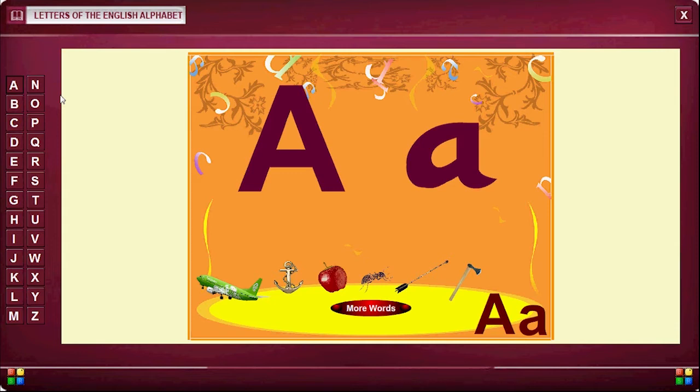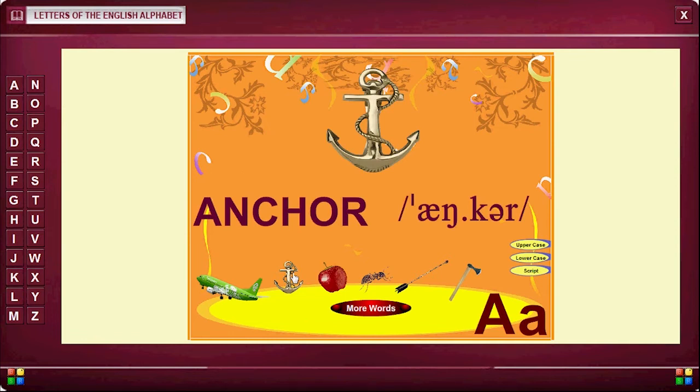Now let us see this word. This is an anchor. Anchor. Two syllables. Anchor. Listen to it again. Anchor. An is the first syllable and it is stressed. K is the second syllable. The final R in the word is not pronounced.